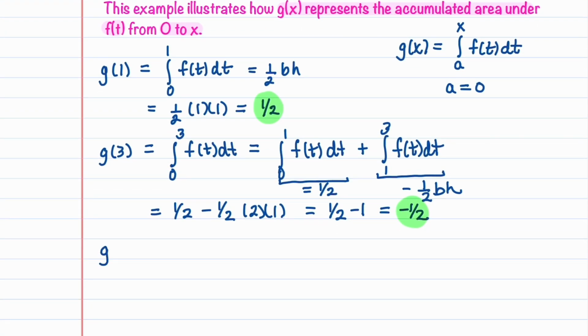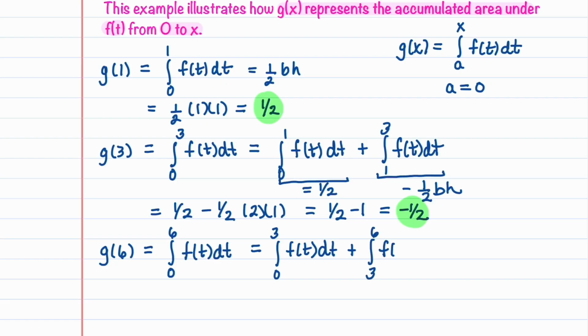Now let's find g at 6. This is the integral from 0 to 6 of f of t dt. Because we know the integral now from 0 to 3, we're going to split this integral up, and we're going to integrate from 0 to 3 of f of t dt, and then we're going to add on the integral from 3 to 6 of f of t dt. The integral from 0 to 3 is equal to minus 1/2. Now we need to find this integral.